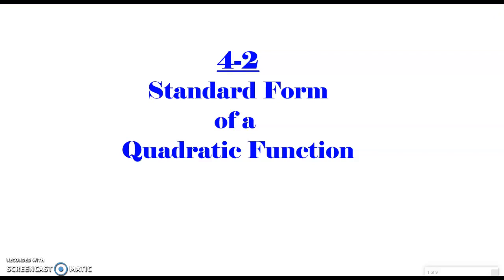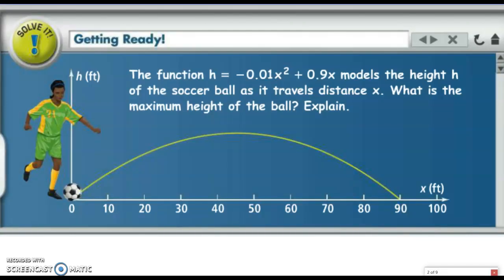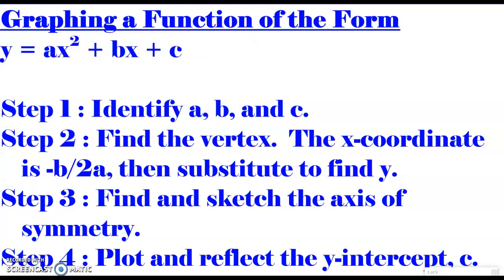Hey y'all, this is 4-2, standard form of a quadratic function. All right, so we're going to learn today how to graph in the form y equals ax squared plus bx plus c. What you do here is identify a, b, and c.